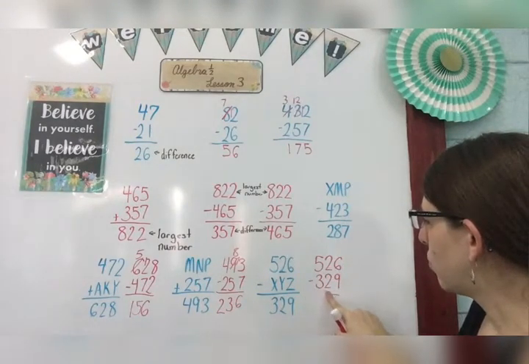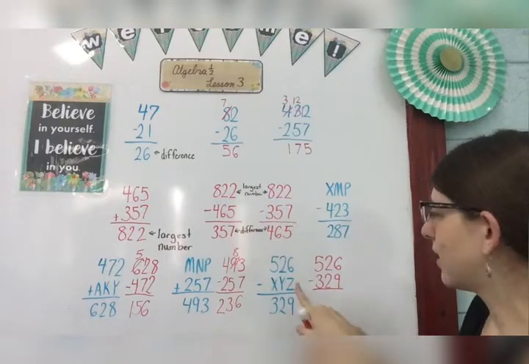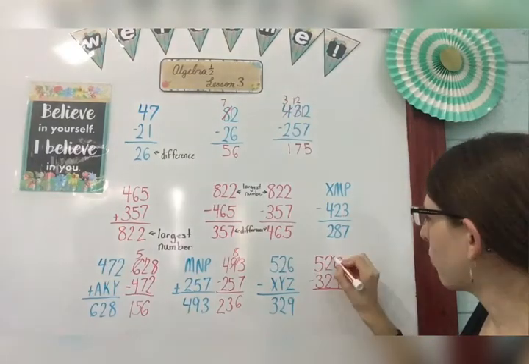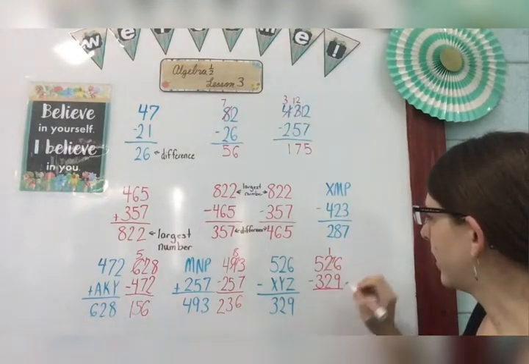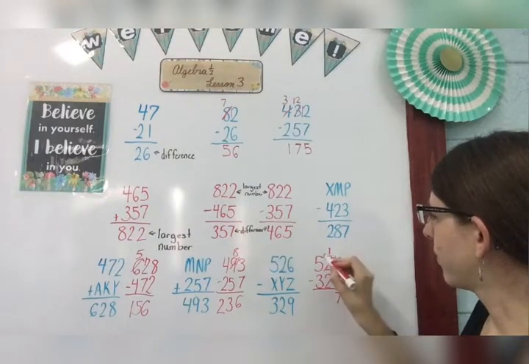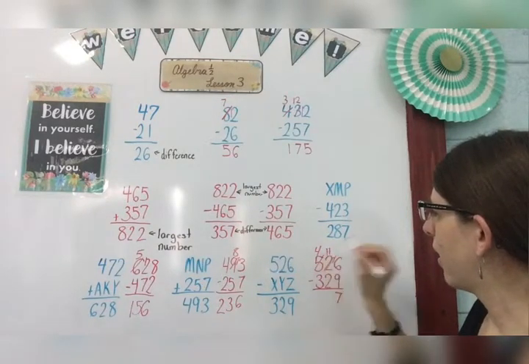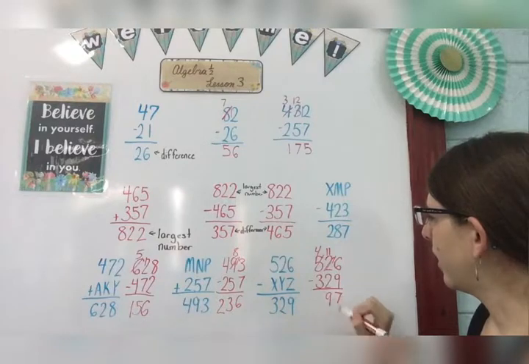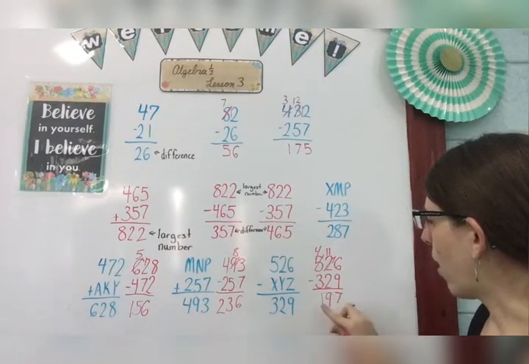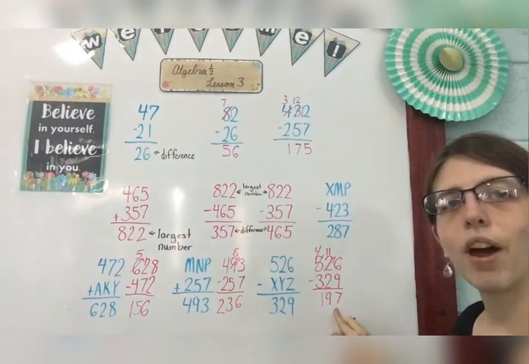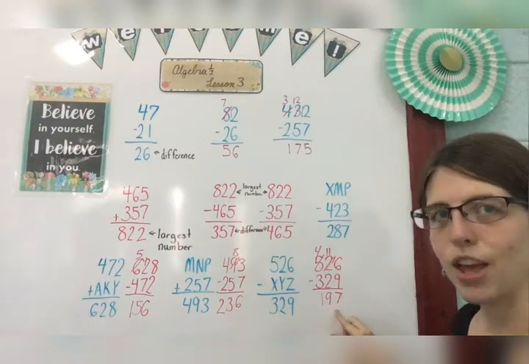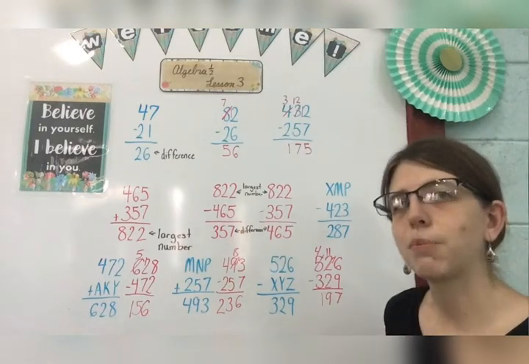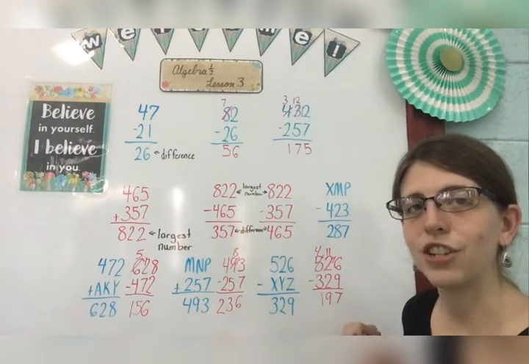And when I subtract, I will get this answer. So I need to borrow. 16 minus 9 is 7. I need to borrow again. 11 minus 2 is 9. 4 minus 3 is 1. And so my answer is 197. So be careful how you're doing these problems. Make sure that you're paying very careful attention to it.